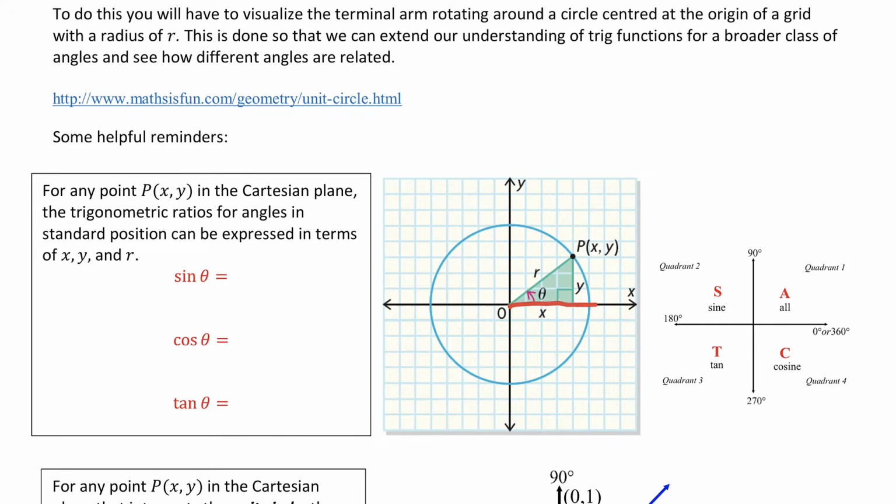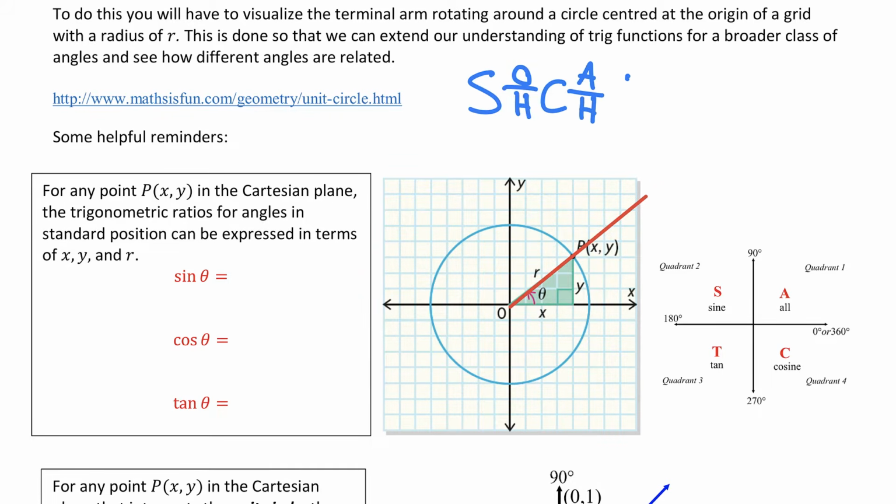An angle theta rotates a terminal arm around a circle that is centered at the origin. And if we know where that terminal arm intersects that circle, we would be able to write the sine, cos, and tan ratios for that angle theta in terms of the x-coordinate and the y-coordinate of where it intersects the circle and the radius of the circle.